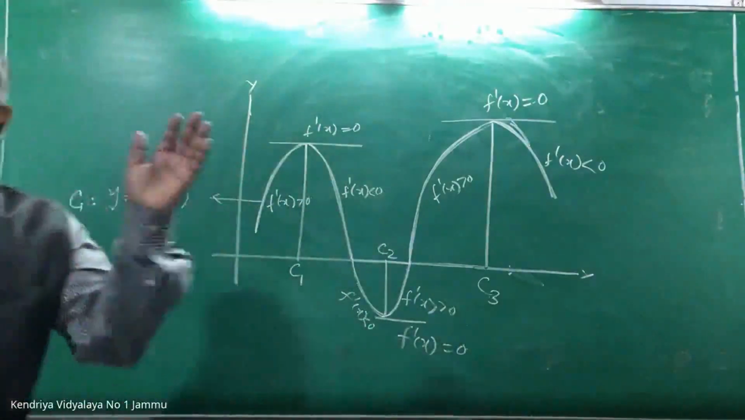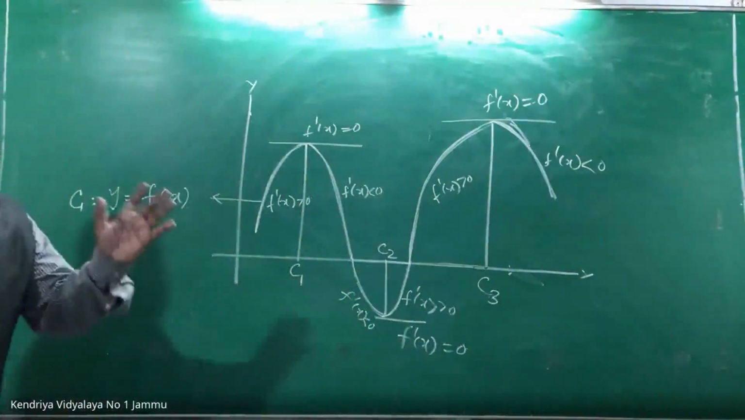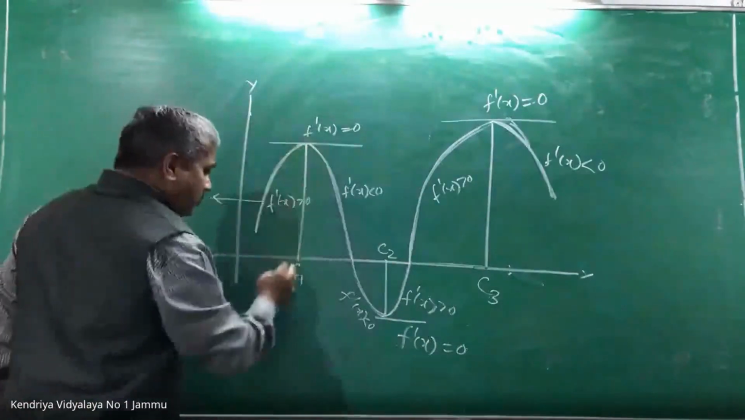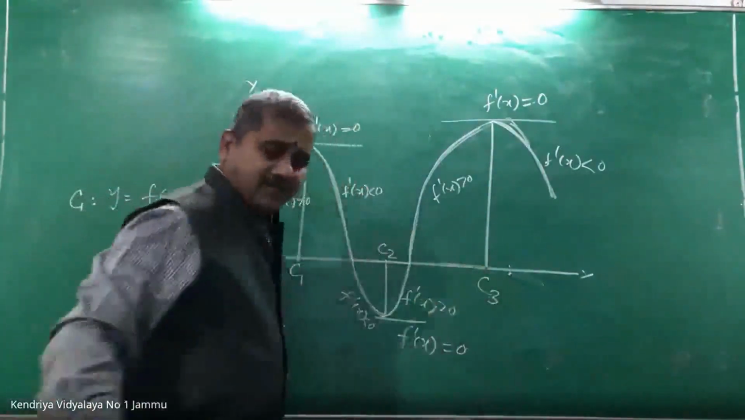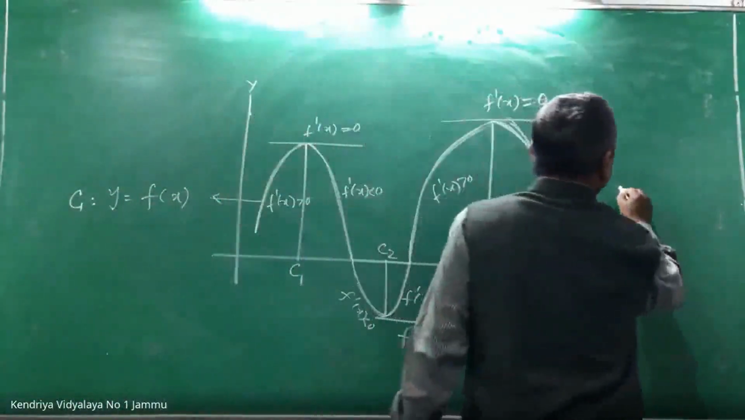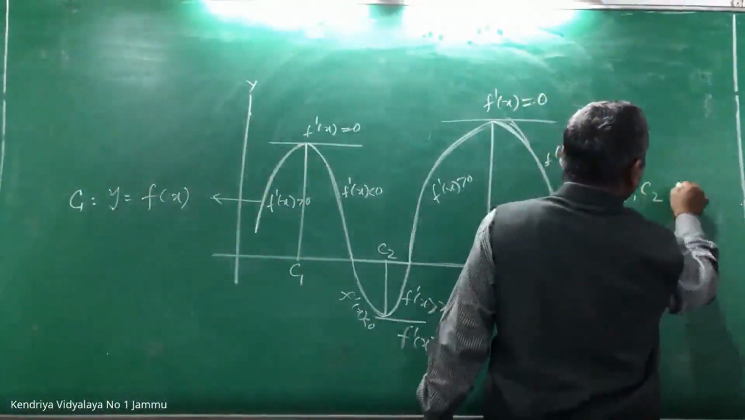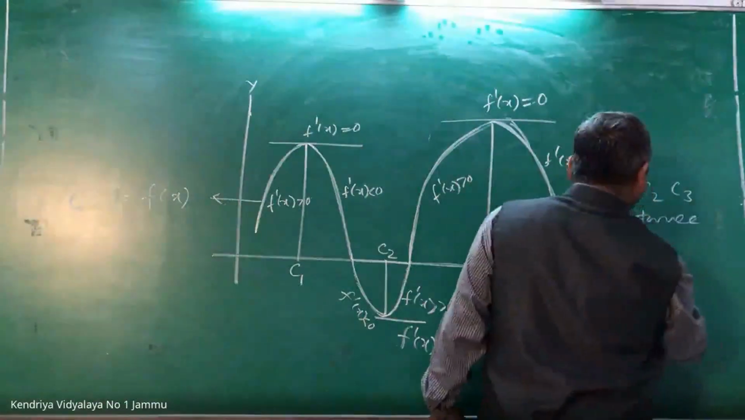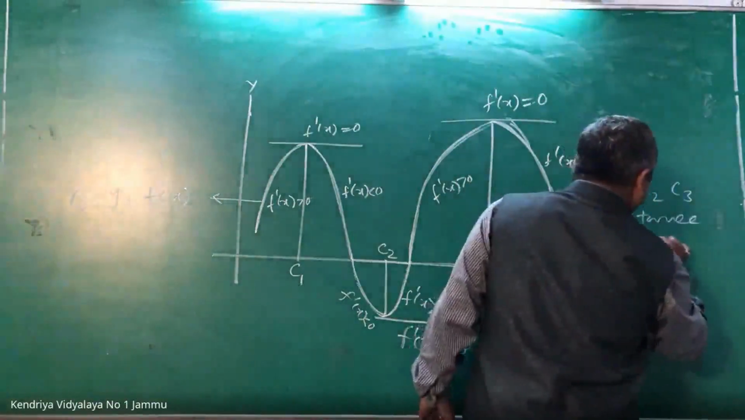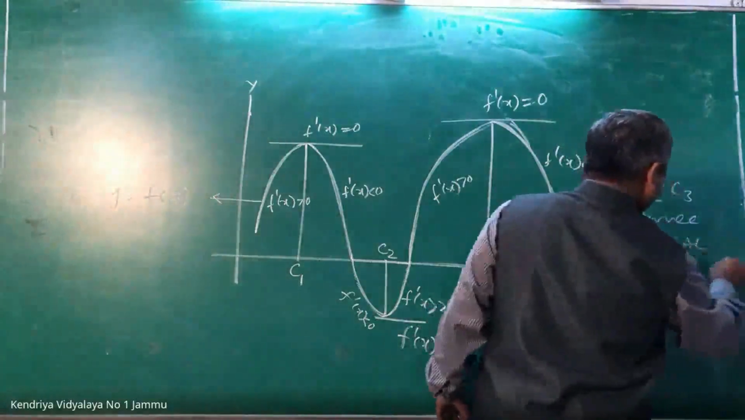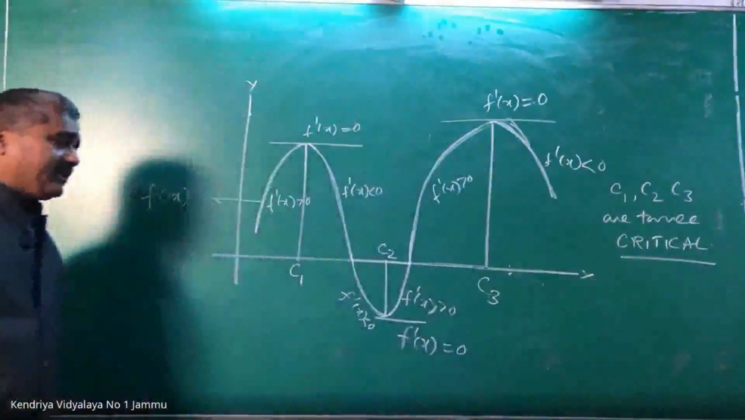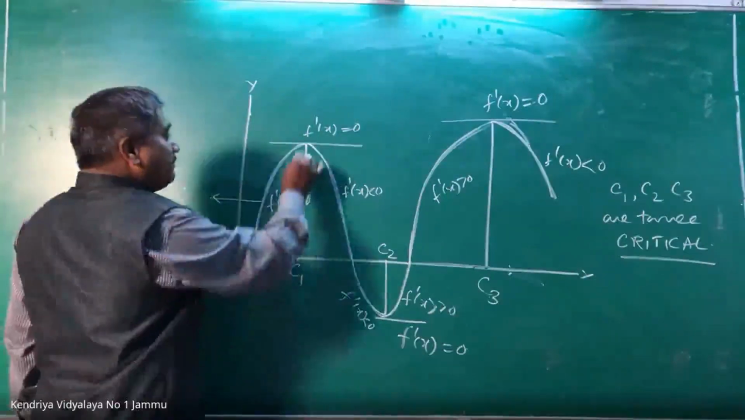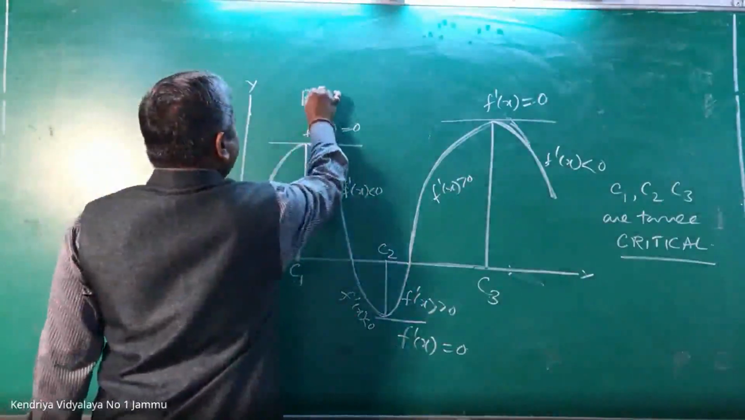Now interestingly, kids, a very interesting phenomenon here. What happens in this curve? I have got C1, C2, C3. There are three critical points. C1, C2, C3 are the three critical points I have got. These three critical points we actually call points of maxima.